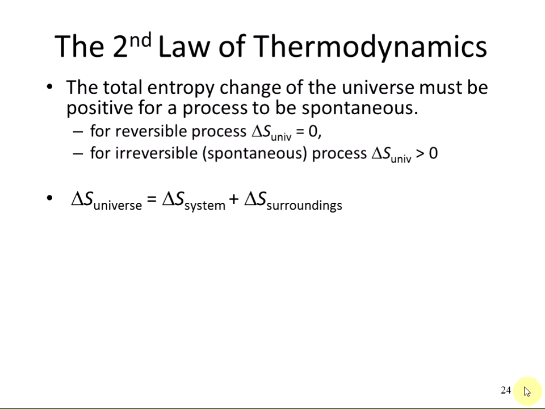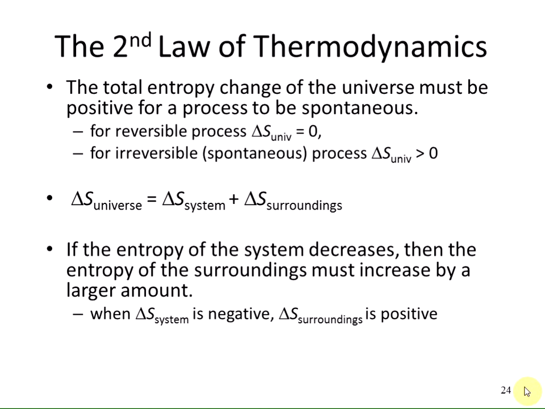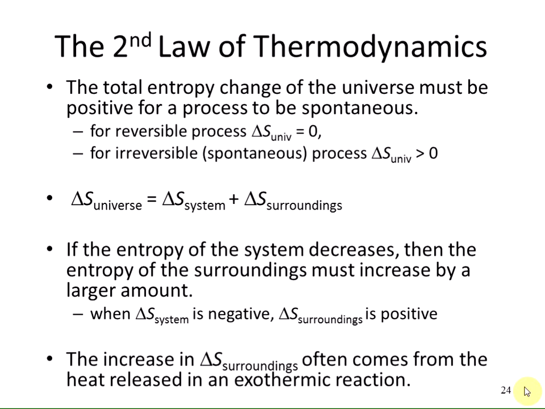The total change in entropy of the universe has got to be equal to the sum of the change in entropy of the system and the change in entropy of the surroundings. If the entropy of the system decreases, then the entropy of the surroundings must increase by a larger amount for a spontaneous system. So when the delta S of a system is negative, the delta S of the surroundings is positive. The increase in delta H for the surroundings often comes from the heat released in an exothermic reaction.